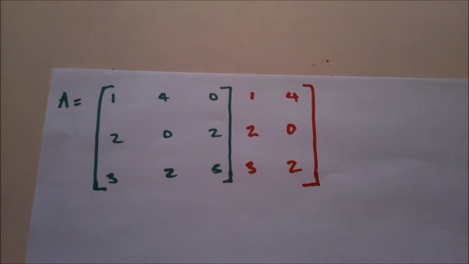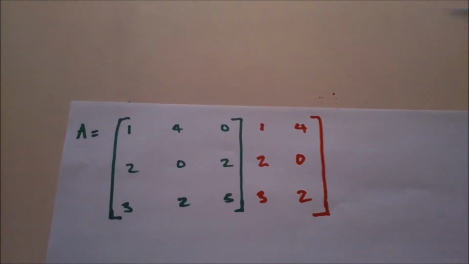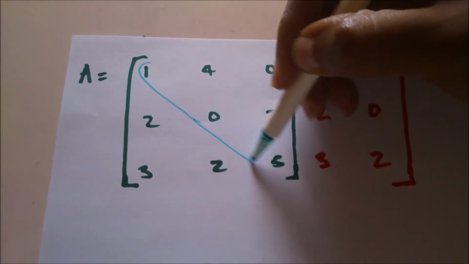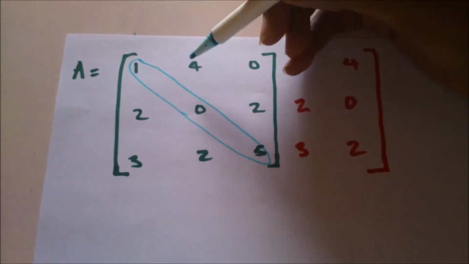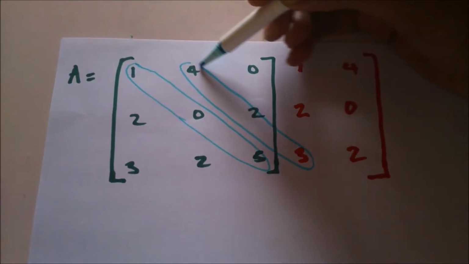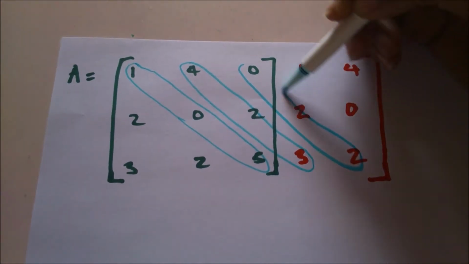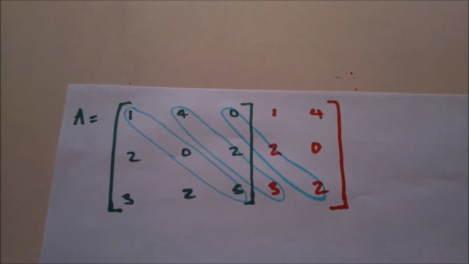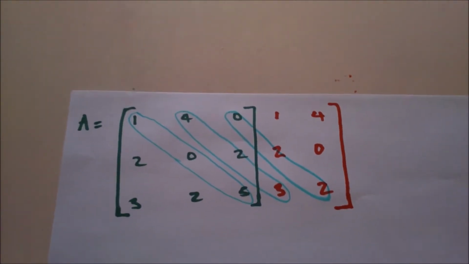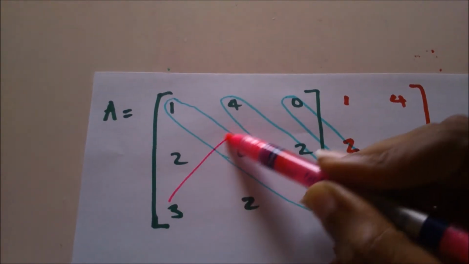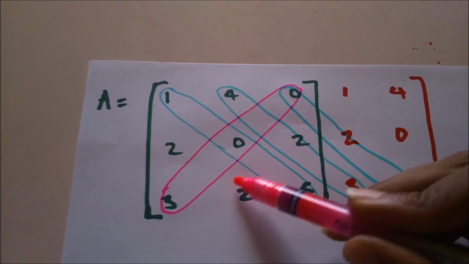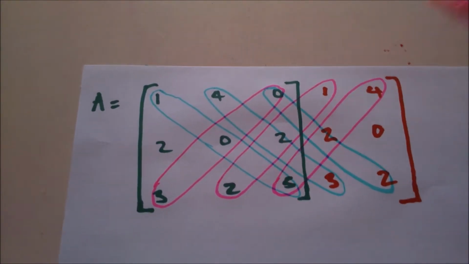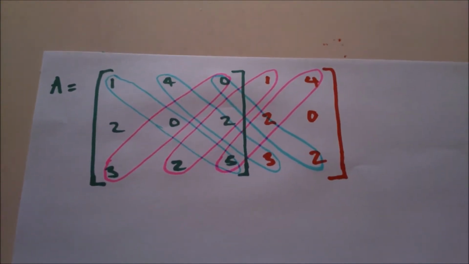So what I'm going to do is take my blue highlighter and circle on the diagonal, always these 3 diagonals in that direction, and then using a different color, circle 3 in the opposite direction. So it's going to be the blues minus the pinks.